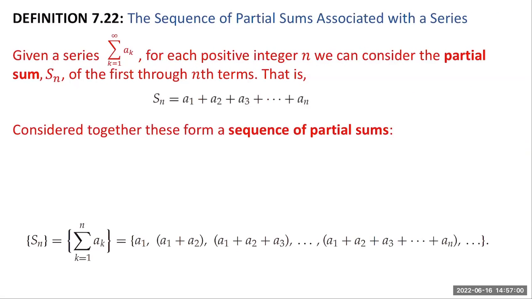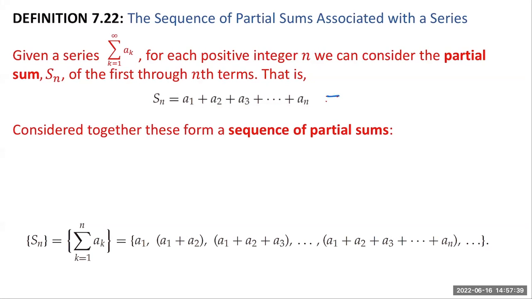Okay, next I want to give you the definition of partial sums. What do we mean by a partial sum for a given series? Given a series, sigma k goes from 1 to infinity of a_k, for each positive integer n, we consider the partial sum S_n. The partial sum is denoted by S_n, the sum of the first through nth term. That is this nth partial sum. Sometimes this S_n is called the nth partial sum, defined to be the summation of the first n terms of your series. If you want, you can write the sigma notation for this one.